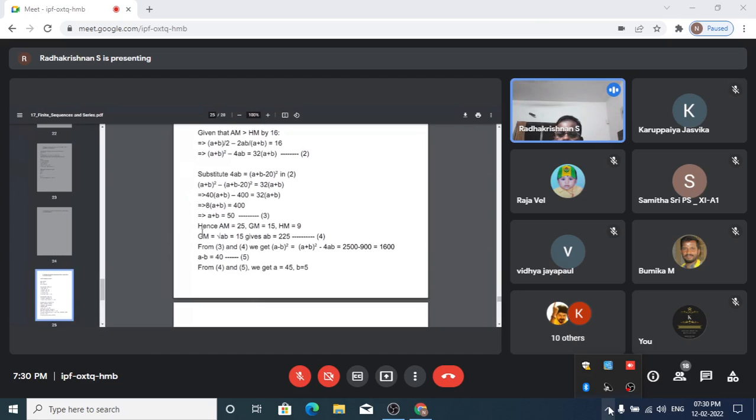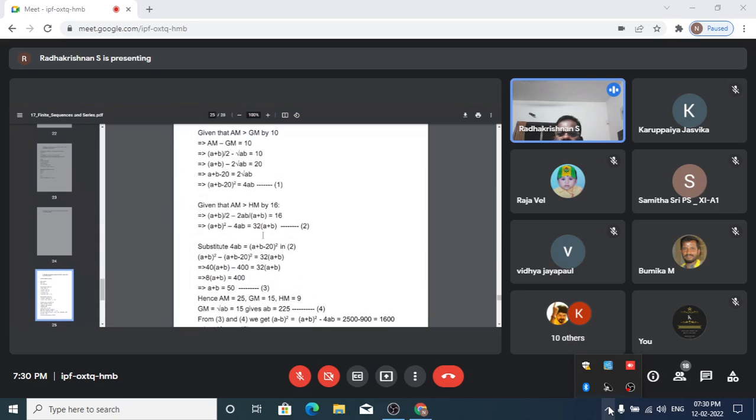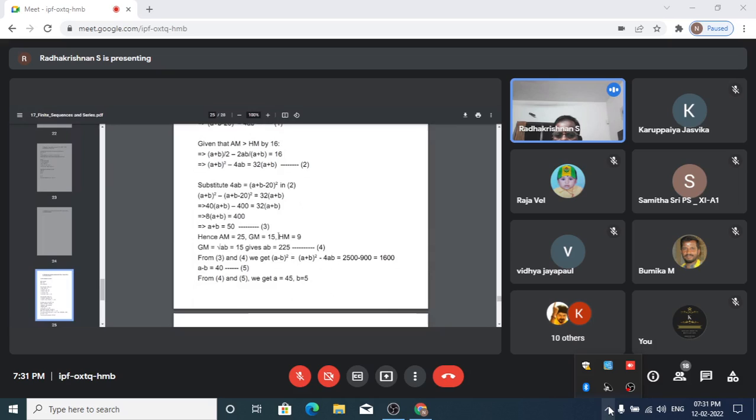So now a plus b equal to 50, we know that AM is equal to a plus b by 2, that is 25. Okay, and GM is given as it is less than AM by 10, GM 15. HM is less by 16 and HM equal to 9. So we are determining AM equal to 25, GM equal to 15, HM equal to 9.